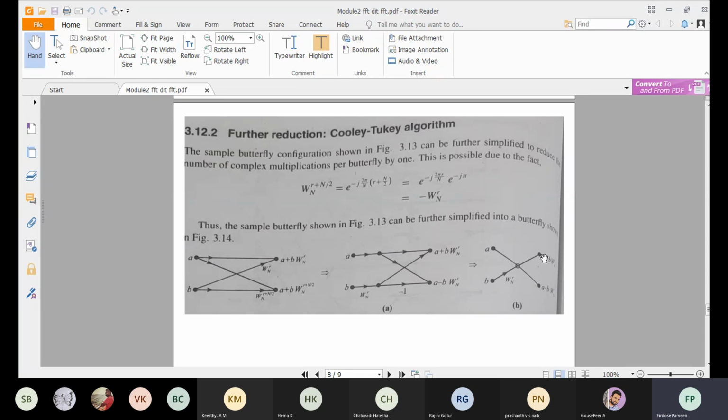So here it is a plus b wn to the power of r. So like this it will flow. A will come here, b into wn to the power of r will come here. So this point will be a plus b into wn to the power of r. Here how is it? A comes from here and here b into wn to the power of r. So it comes here, it becomes a minus b into wn to the power of r. You can remember in this way. Okay.